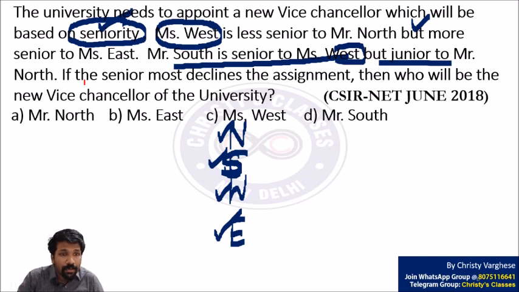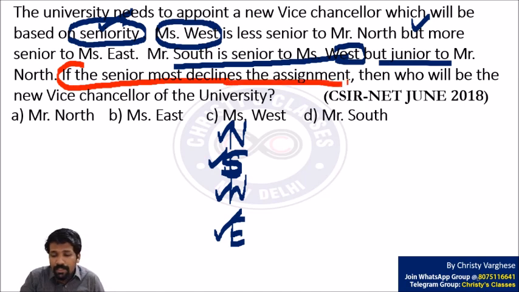Now there is a small twist in the question, with which you can miss it if you haven't read the question properly. If the senior most person declines the assignment, if you miss that point, you will get a wrong answer. And the wrong answer will be present in the answer options also, because the senior most person is North, but North is not the answer.